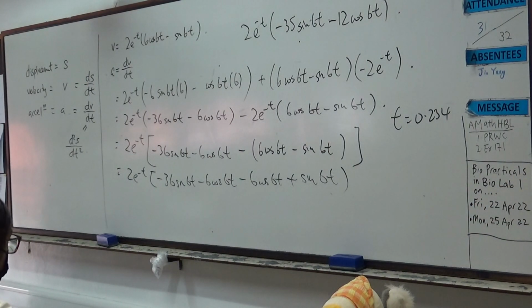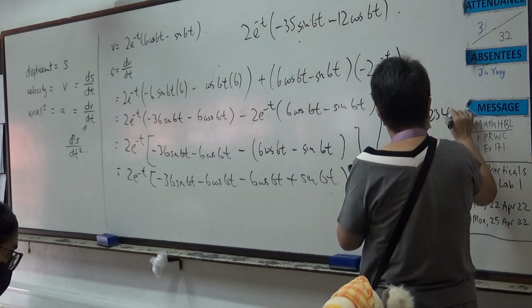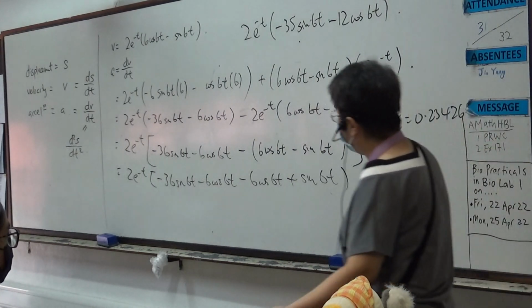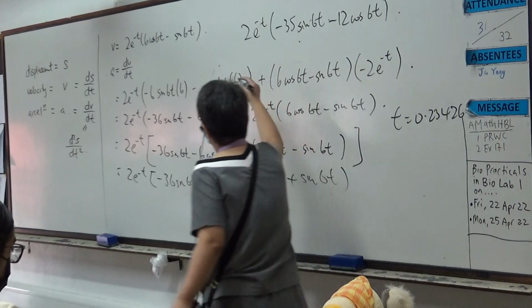Wait, let me just do it again. Shift tangent 6. 1.4056. 1.4056 divided by 6. 0.23426, right? Yes. Correct? So, this is my t value at A.